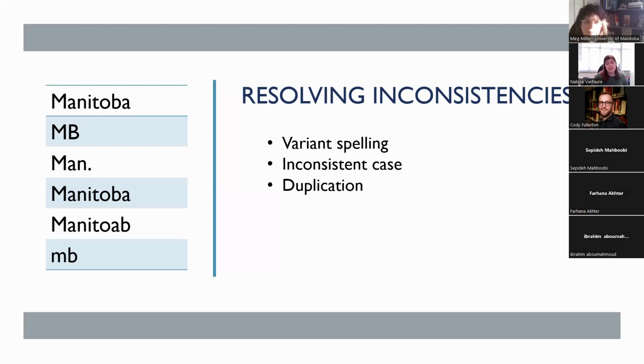Some people might have accidentally misspelled it. So if you're searching for Manitoba written in full, you might miss those variants of the term. Some inconsistencies might include near duplicates, like what we just talked about with different ways of spelling something, but sometimes you might want to verify exact duplicates as well.